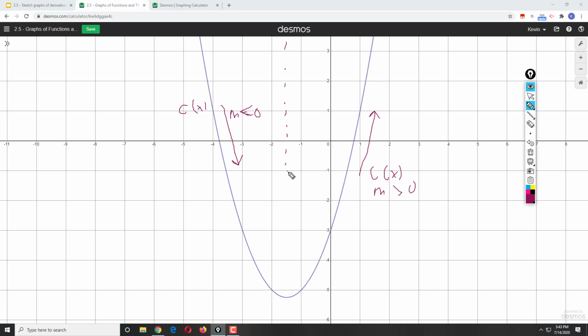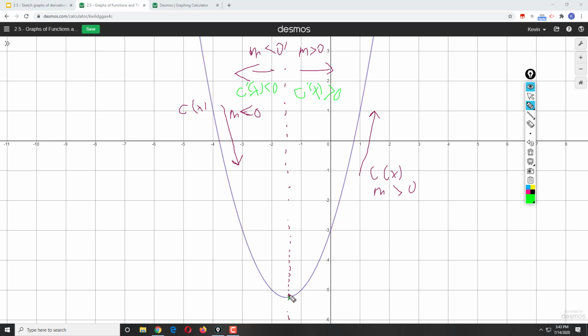Here, we have our axis of symmetry. So on the left side, the slope is less than 0. On the right side, the slope is greater than 0. Well, if the slope is less than 0, that just means that our derivative is negative. On this side, it's going up, so our derivative is positive.